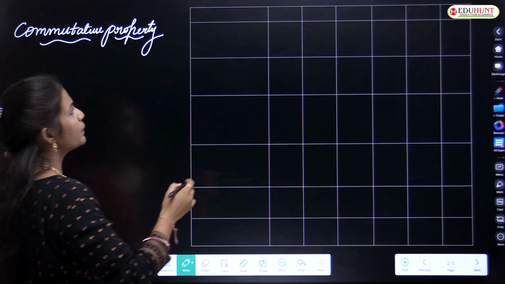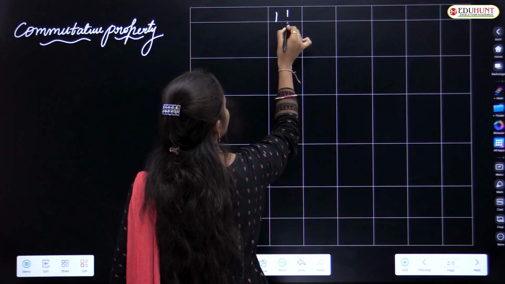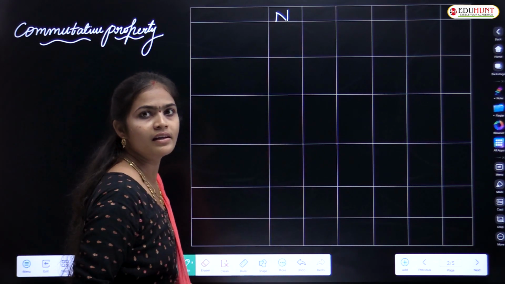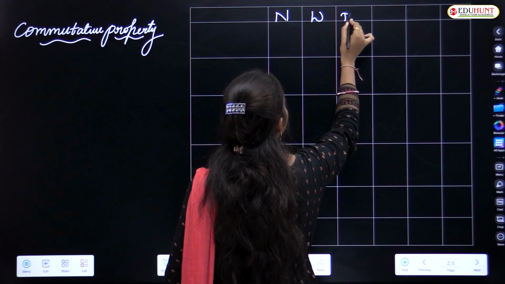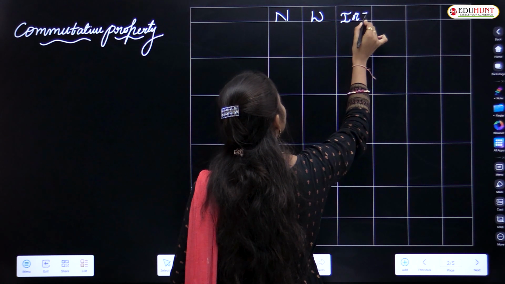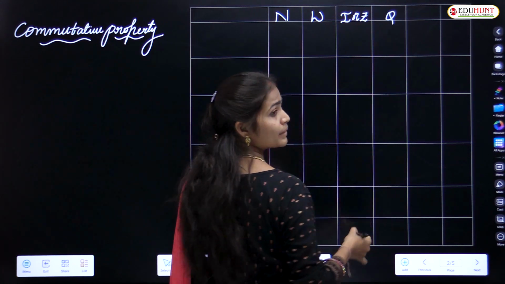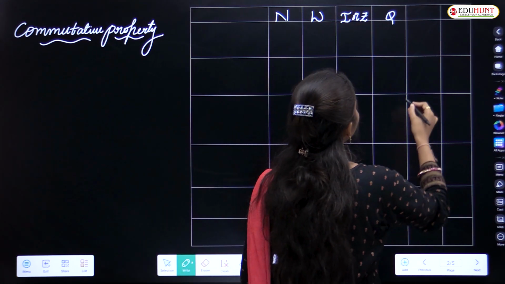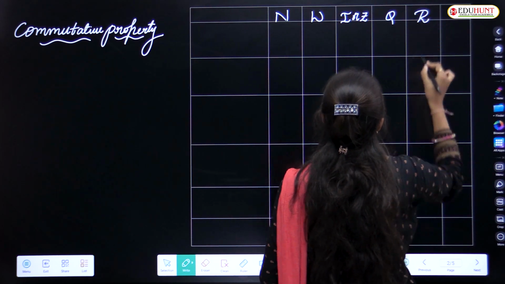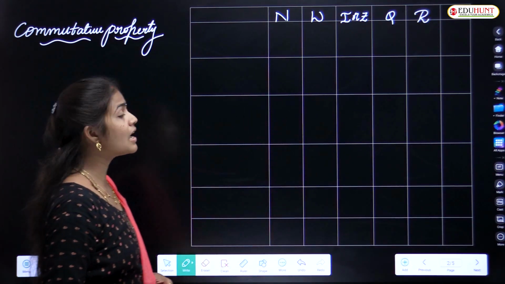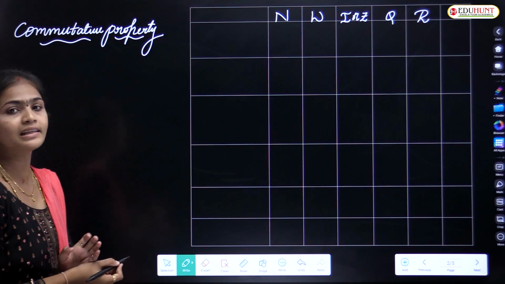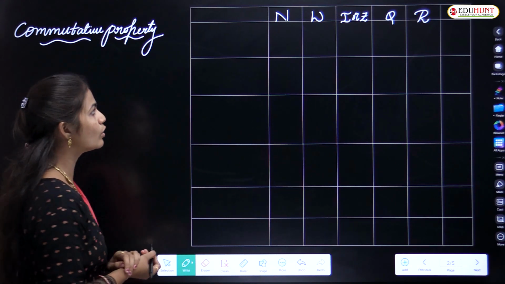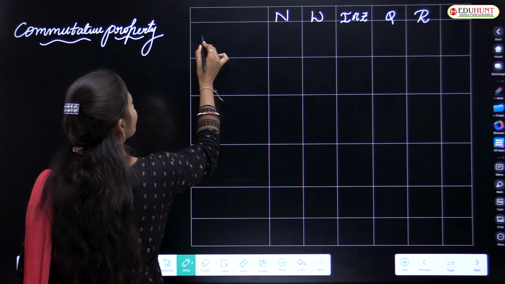Okay, commutative property on different types of numbers. The first type of number is natural numbers, the second one is whole numbers, next integers, I or Z, next Q. Q means rational numbers, and here real numbers. So on these types of numbers, how to apply the commutative property, and whether it holds for the 4 fundamental operations or not. Okay, first we will discuss that.